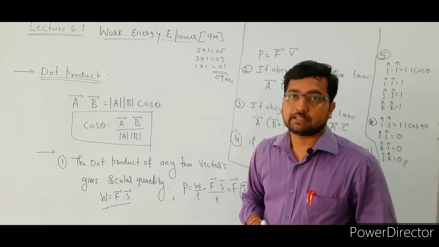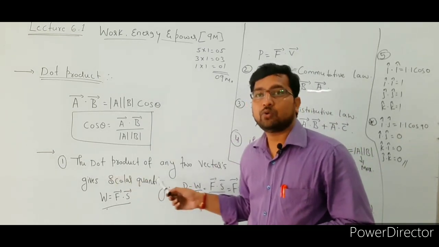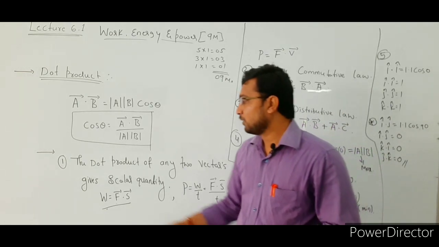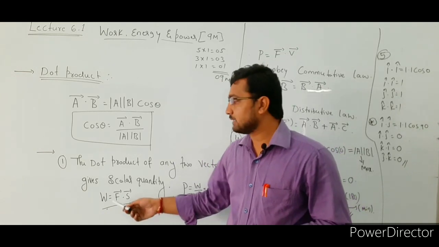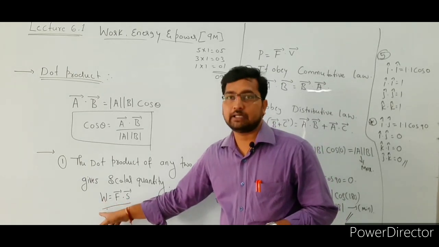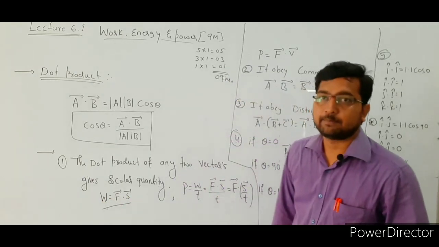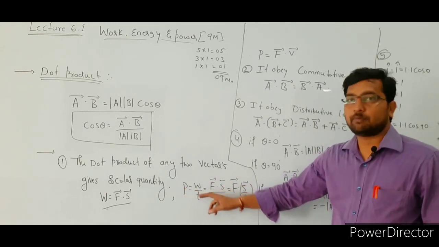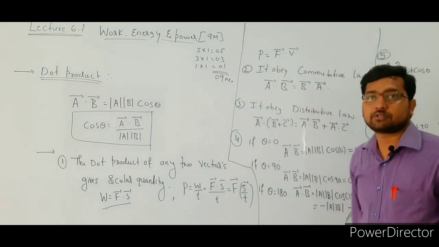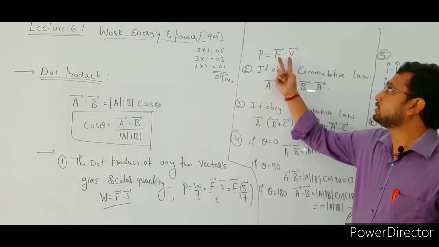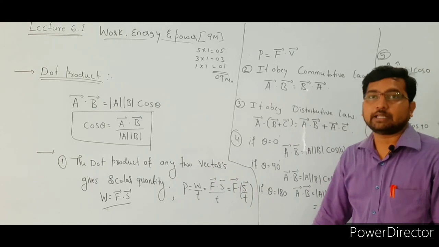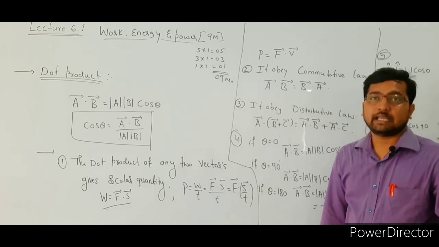After that, the properties. The first property is that the dot product of any two vectors gives a scalar quantity. An example is work done equal to force into displacement. Here force is a vector quantity and displacement is also a vector quantity, but the dot product of these two vectors is a scalar; work done is a scalar. Similarly, power is equal to W by T. Here power is equal to force vector dot velocity vector. These two are vector quantities, but power becomes a scalar quantity. So this is the first property: the dot product of any two vectors gives a scalar quantity.